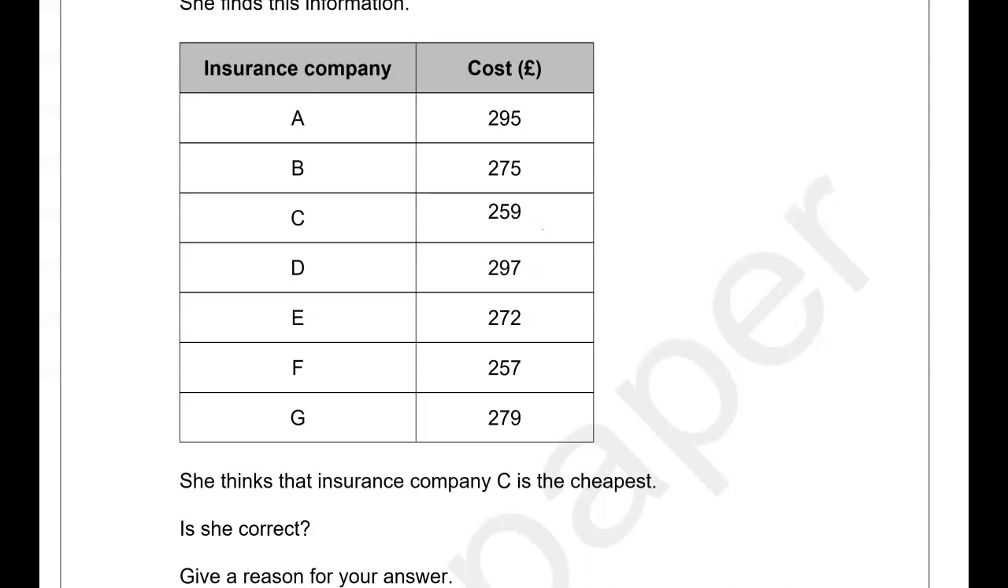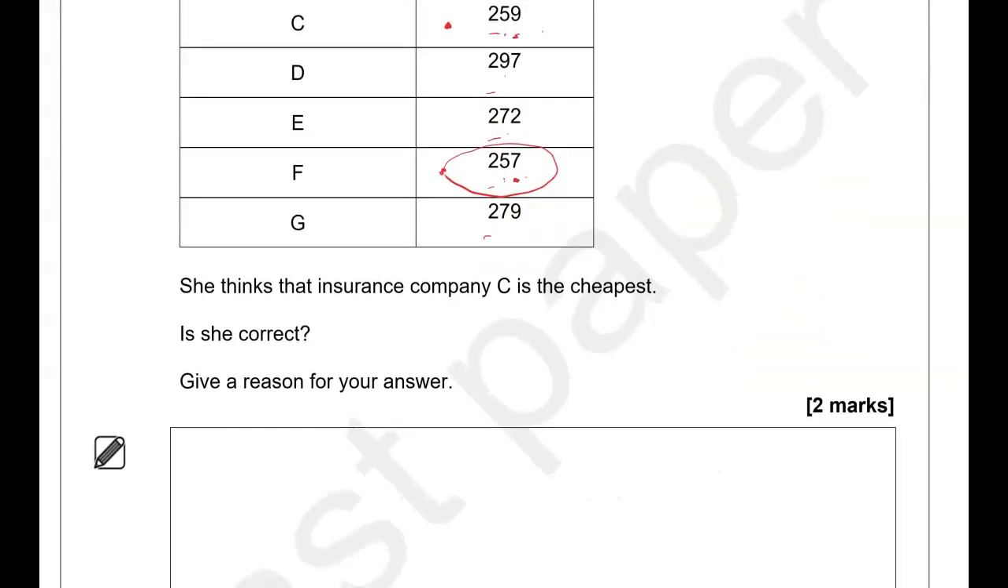So is company C the cheapest? They're all between 200 and 300. Their first digit is 2. So we've got to focus on the second digit now. So we've got 9, we've got a 7, we've got 5, which is lowest so far, then 9 again, 7, 5, 7. So we're looking at F and C as being the lowest. And then looking at the next digit, we've got a 9 here and we've got a 7 here, which tells us that F is even cheaper than C. So is she correct? We're going to say no. Company F is the cheapest.